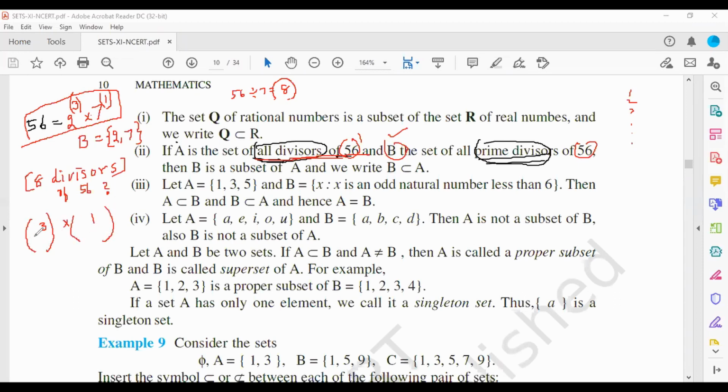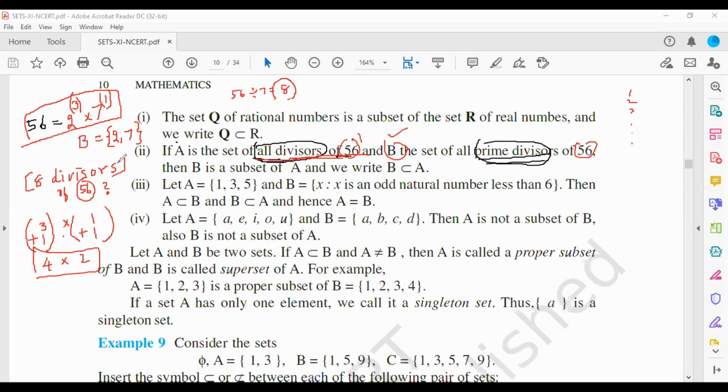Now observe what I am doing. Add one more to each, and what do you get? 4 and 2. So that is to be multiplied. That is how you get the number of divisors for 56. Totally there are only 8 divisors. So once you get the 8 divisors, you need not go searching further.